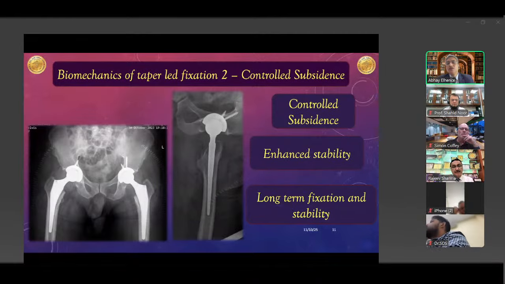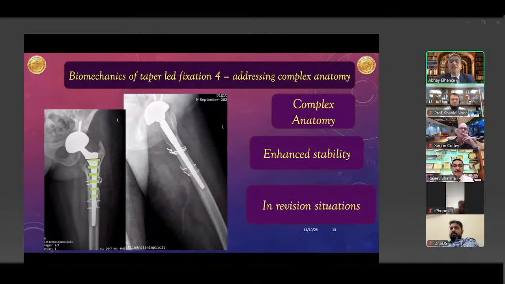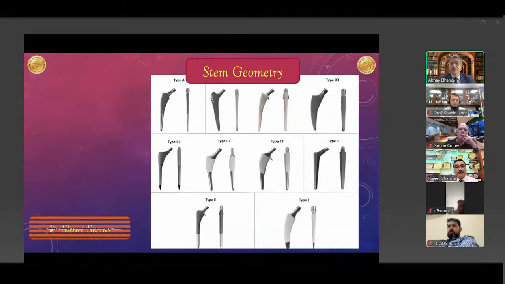It allows for a certain amount of controlled subsidence, which in a way enhances the stability as per the geometry of the femur. It allows for a more natural load transfer, which in a way minimizes stress shielding and thigh pain. And it addresses several complex pathologies wherein distal fixations are required, and therein we use not only the metallurgy but the geometry of the metallurgy and the additional provision of splines on the geometry and the metallurgy to provide fixation.